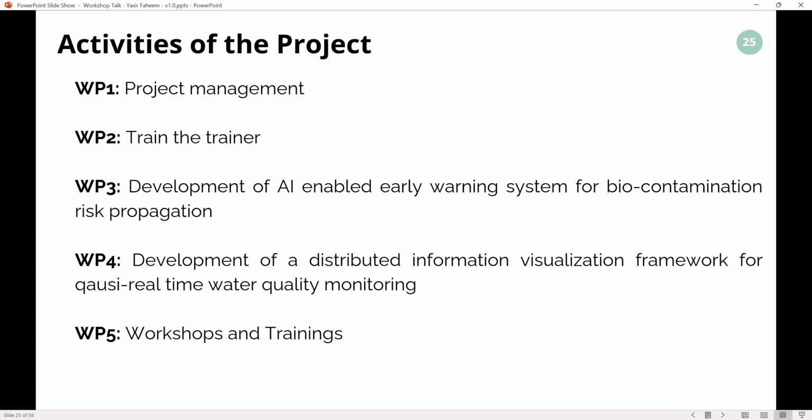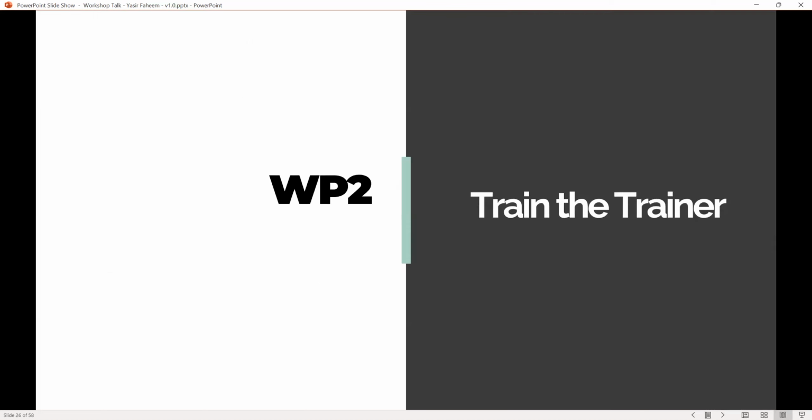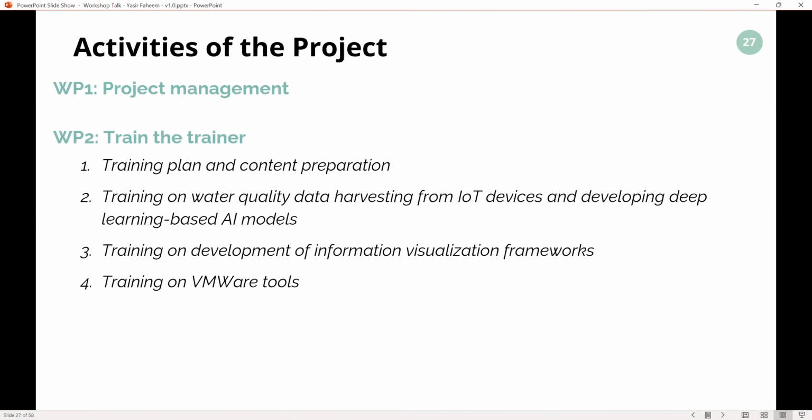Then the next work package is about development of AI-enabled early warning system for biocontamination risk propagation. WP4, development of a distributed information visualization framework for quasi-real-time water quality monitoring. And one of the last work packages we are seeing is the activity of conducting workshops. So in the second work package, train the trainer, we were supposed to prepare training plan and content preparation for our team. We were supposed to do this in the first month, which we have already accomplished.